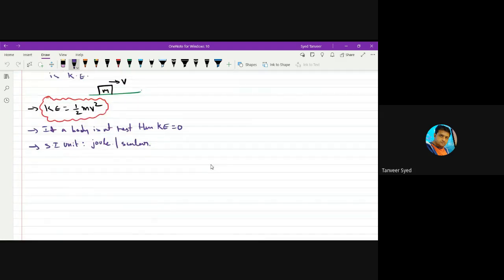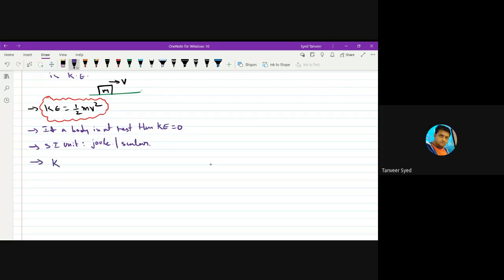And one more important relation here, which is the relation between kinetic energy and momentum. We already know what momentum is. What is momentum? The product of mass and velocity. So momentum is mass into velocity.